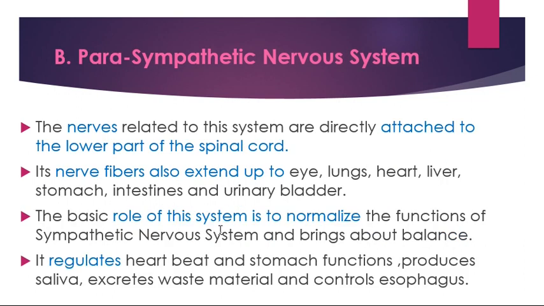Parasympathetic nervous system. The nerves related to this system are directly attached to the lower part of the spinal cord. The nerve fibers of the parasympathetic nervous system also extend up to the eye, lungs, heart, liver, stomach, intestines, and urinary bladder. The basic role of this system is to normalize the functions of the sympathetic nervous system and bring about a balance in the body. The sympathetic nervous system prepares the body, and now the parasympathetic nervous system has a role to normalize the body after emergency situations.